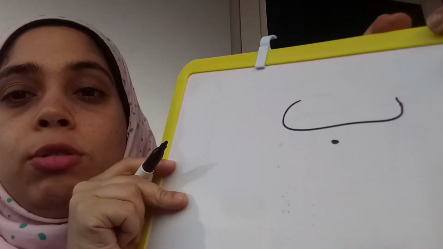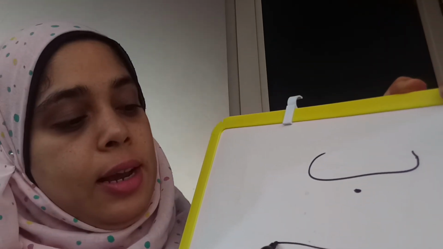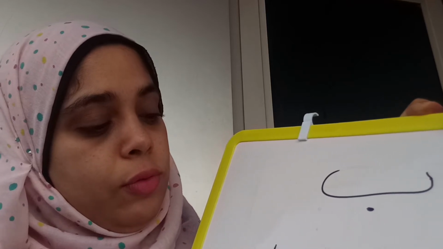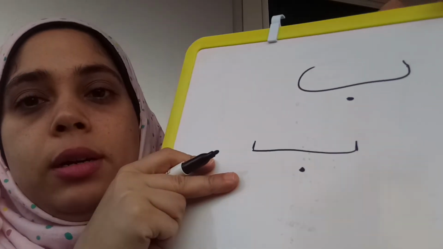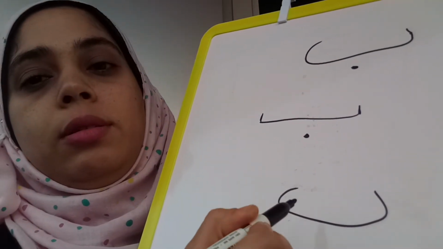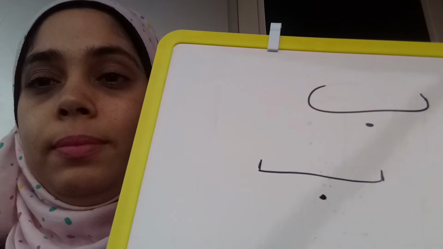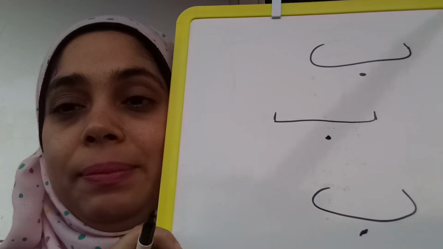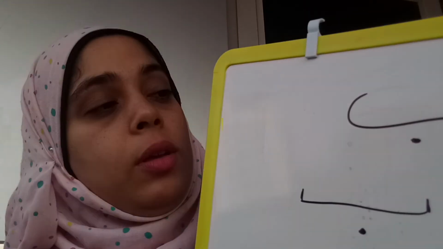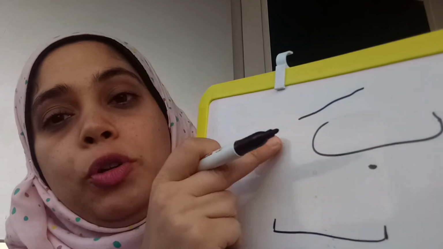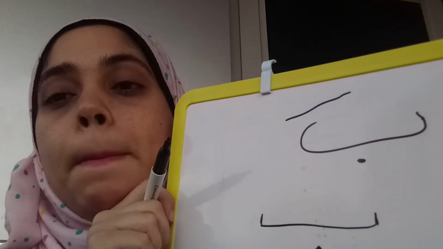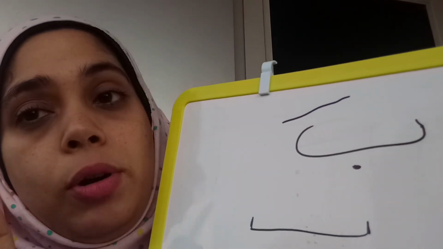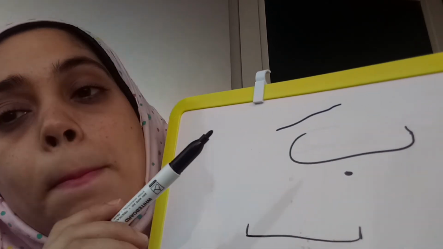So how does the letter look? It looks like this. It's a small line from here, vertical from here, and a small dot from here, and this is ba. Or you can just do it like this. Okay, so if ba has fatha, how do we pronounce it? Ba. Again, the name of the letter is ba. The pronunciation or the sound of the letter with fatha is ba.